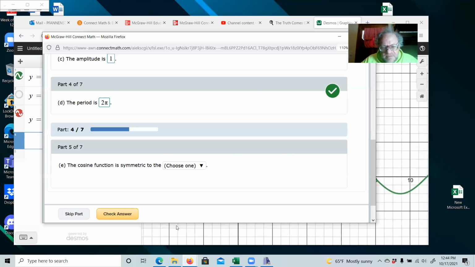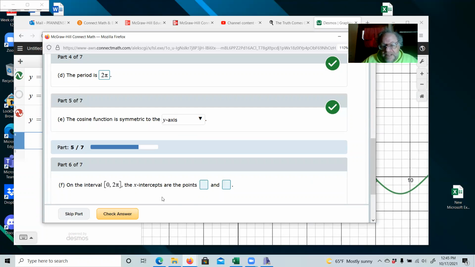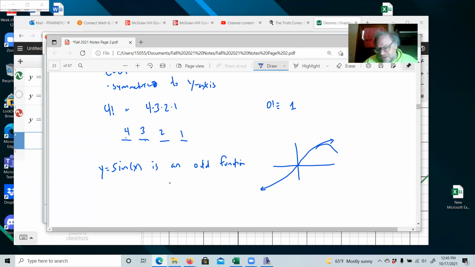The function is symmetric around the y-axis. Oh, by the way, sine is an odd function, because it looks something like this. It actually goes down and then comes back up. Tangent is an odd function too.